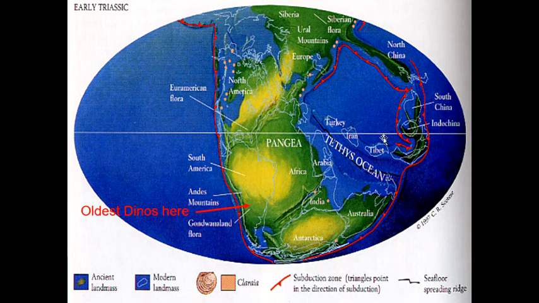Now, here's a map of the world during the early Triassic, and this is still Pangea time. Notice all the continents are together. There's one giant continent and one ocean. Now, all of this is going to split apart and break apart eventually and move to the map that we know today. So that's geology creating barriers. But the oldest rocks that we have that have dinosaurs come from South America.